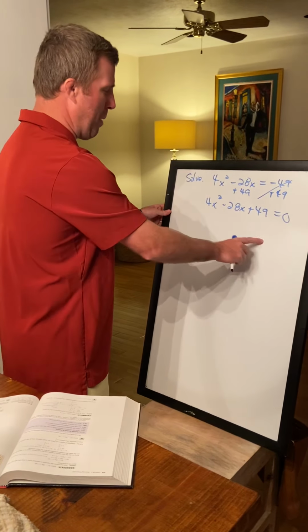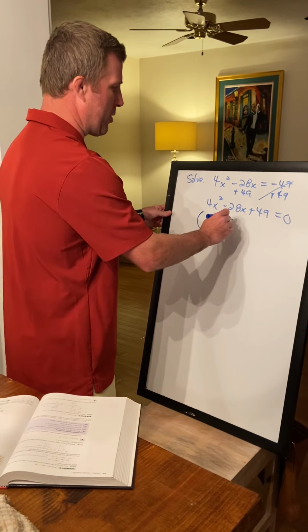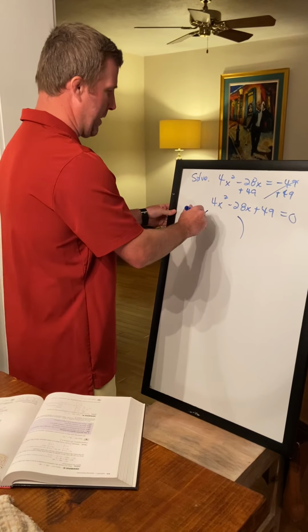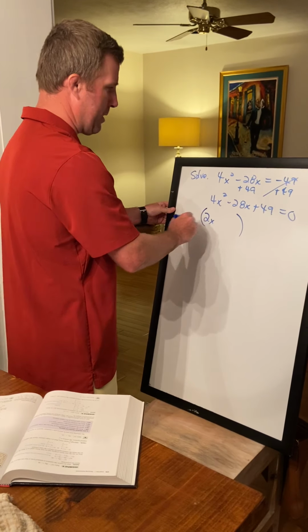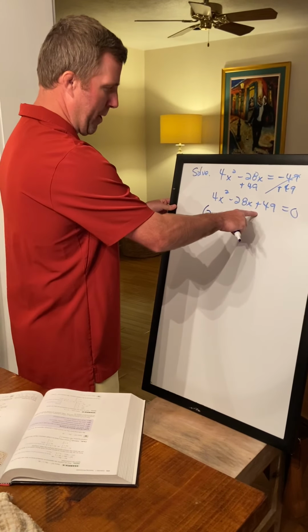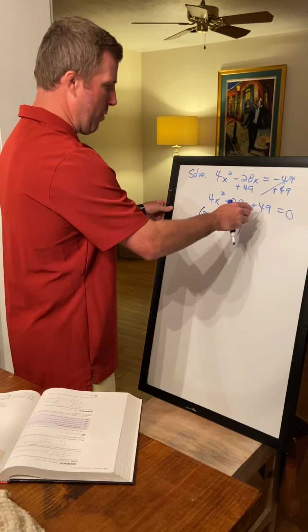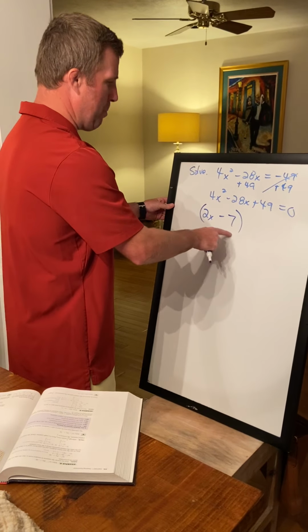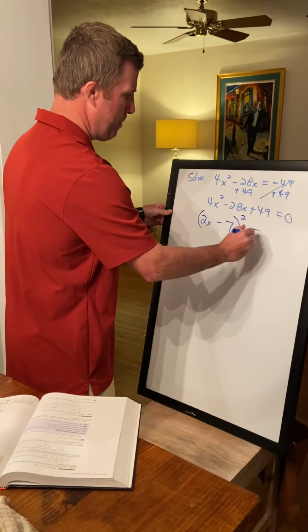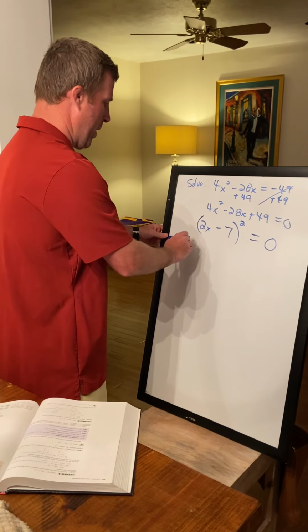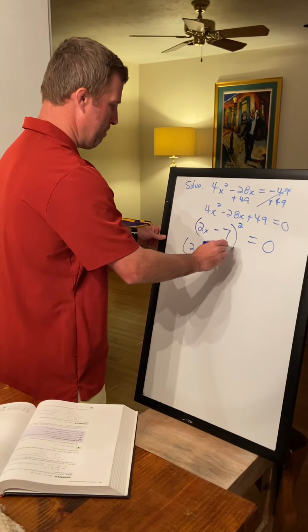And I can tell just by looking that this is a perfect square trinomial. Meaning that if I take the square root of 4x squared, it's 2x. I know because that's a plus, both are going to be minus. And the square root of 49 is 7. 2x minus 7 squared equals 0. We all know that means this.